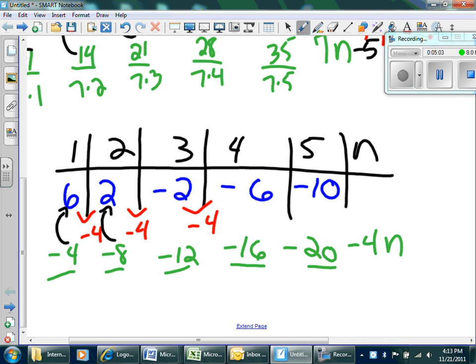Negative 8 into 2, negative 12 into negative 2. Oh, that one's add 10. Let me check this out. Negative 8 plus 10, yep, that's positive 2. Negative 4 plus 10, that's positive 6. So I must have to add 10 to my negative 4n. So my nth term is negative 4n plus 10.